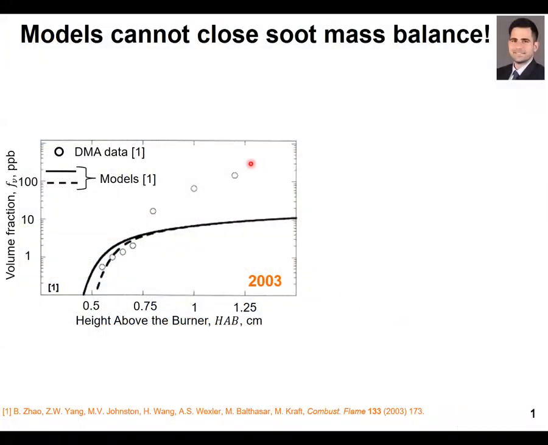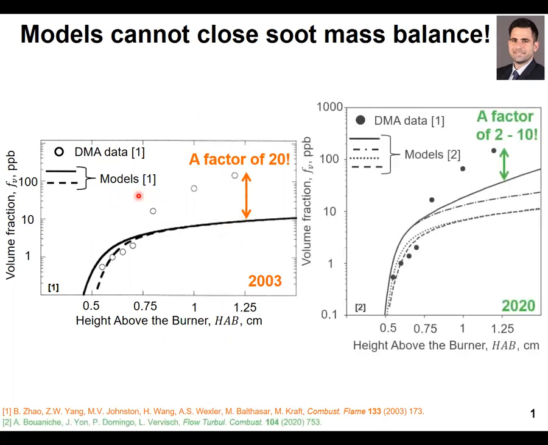As you can see here, the soot volume fractions obtained from mobility size distribution measurements in a premixed ethylene flame were up to 20 times larger than those derived by combustion models that were published in 2003. Originally, this discrepancy was attributed to assumptions regarding the particle dynamics or reaction kinetics that were made in these models. However, the volume fractions that were obtained from the very same mobility size distribution data were between 2 to 10 times larger than those derived by combustion models that were published last year.